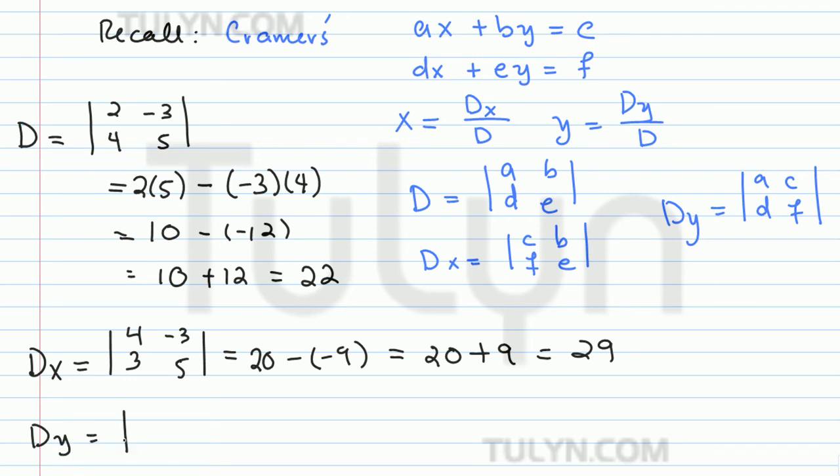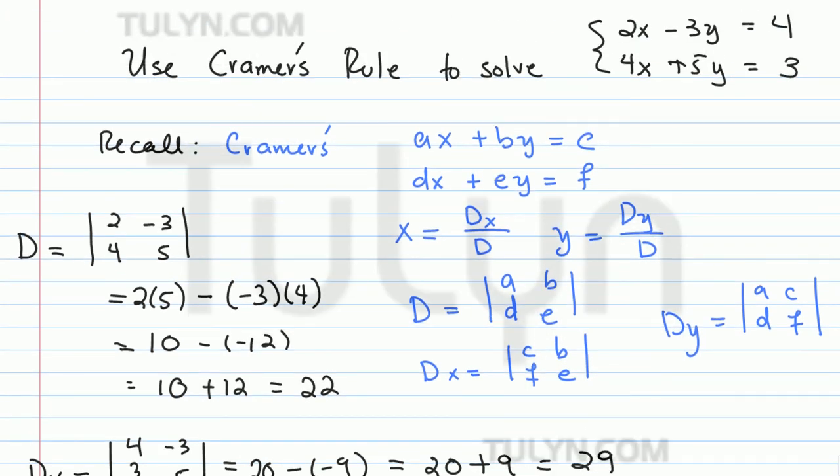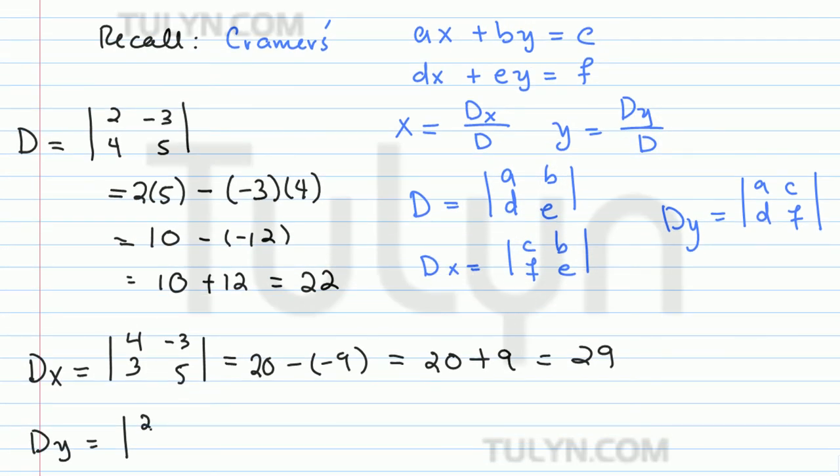And finally Dy, we take the coefficients in x and write them as normal, and then the coefficients in y we replace with the constant terms. So the first column is going to be 2, 4, and the second column is going to be 4, 3. And finally doing that, we cross multiply. 3 times 2 is 6, minus 4 times 4 is 16, which is going to give us negative 10.